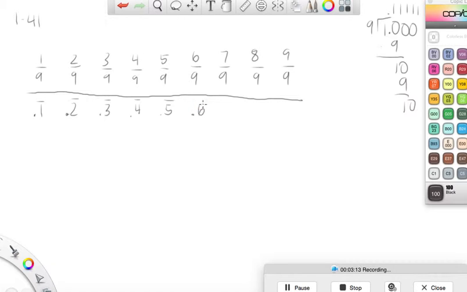6/9 is 0.6 repeating. 7/9 is 0.7 repeating. 8/9 is 0.8 repeating. And 9/9, according to this pattern right here, analyzing the pattern, what should 9/9 be? 0.9 repeating.